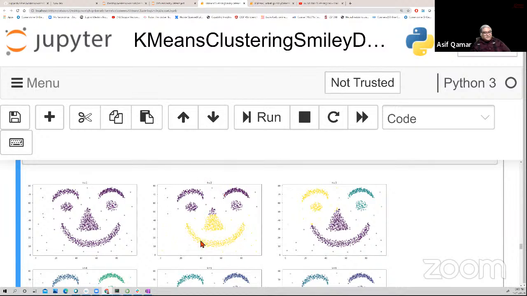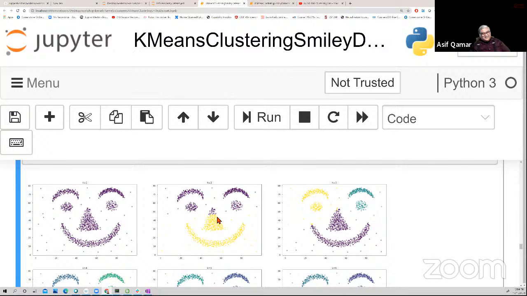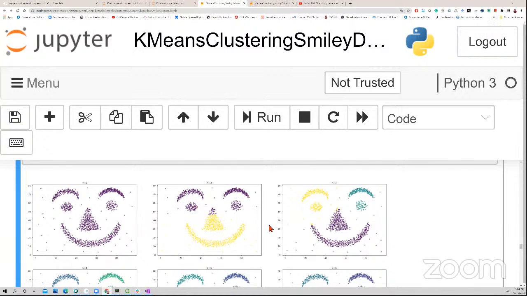What happens when you try to find two clusters? Do you see? Below the nose, a little bit of the nose, below the eyes, it's all yellow. And above the eyes is another cluster. It has colored the clusters differently. So would you think this is good clustering? Probably better than the first one, but not completely. It is not capturing the clustering.